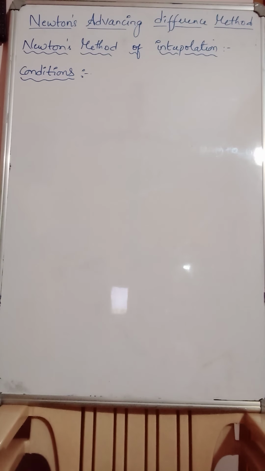Remember, this is condition number 1. Comparison from binomial to Newton's method. In the binomial expansion method, you can clearly see that one missing value is in between, one is outside, right? But in Newton's method, it will not be outside, it will always be within. Remember, Newton's method of interpolation, this concept, Newton's advancing difference method. Now, the comparison between binomial expansion method and Newton's advancing difference method.